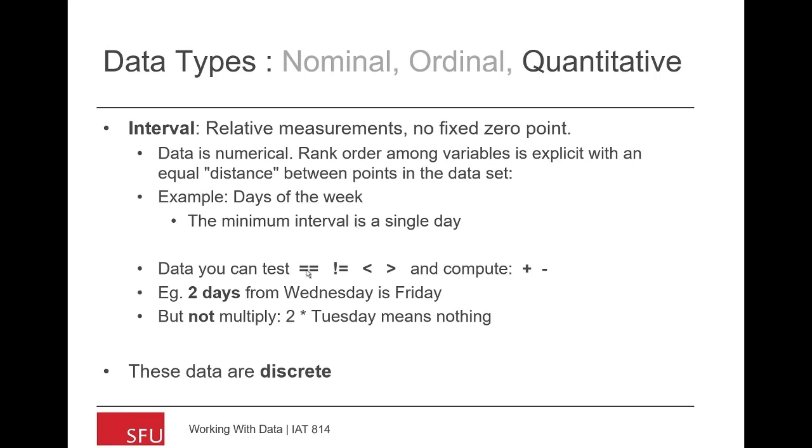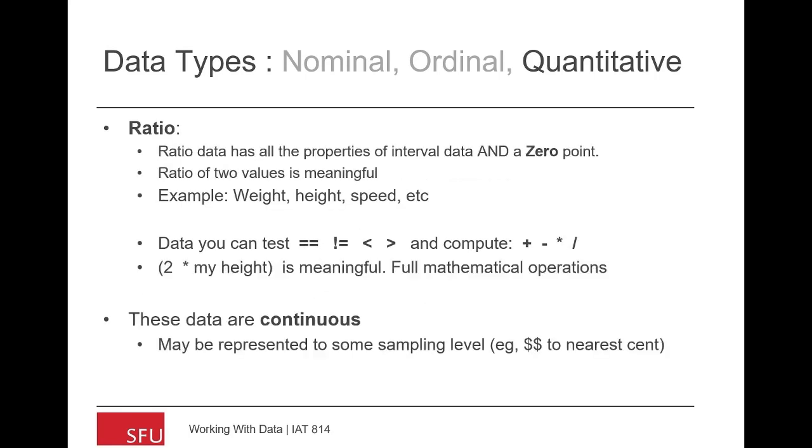Okay. Last in the quantitative list is ratio data. And this is the numerical information that we're all used to. And ratio data has all the properties of interval data and a 0 point. And this thing is very important because what you can do is you can now do all the typical arithmetic operations. And the ratio, and why it's called ratio data, is that the ratio of two values is meaningful.